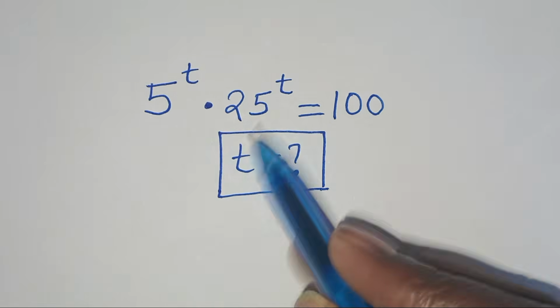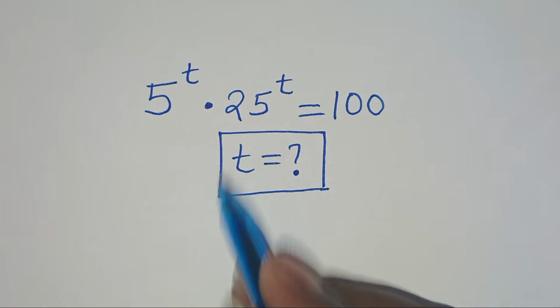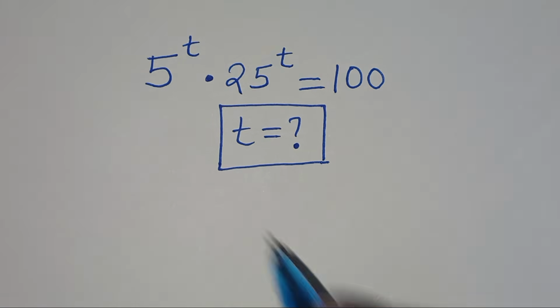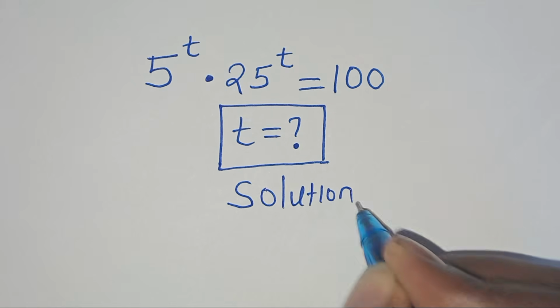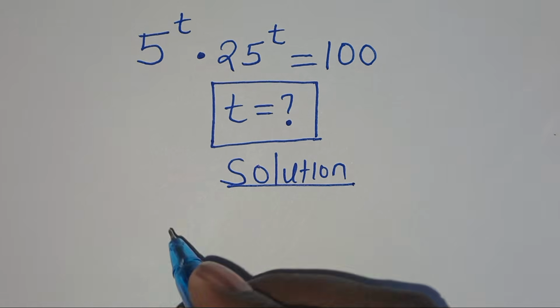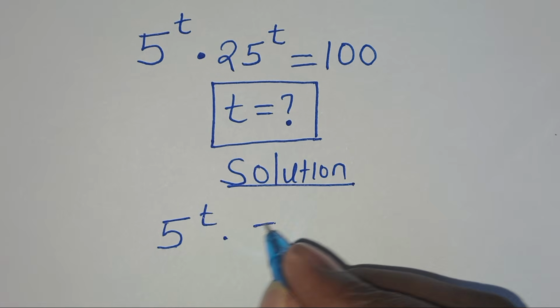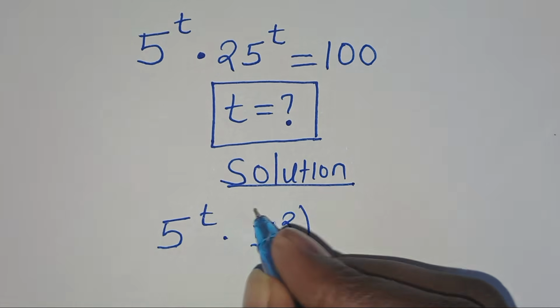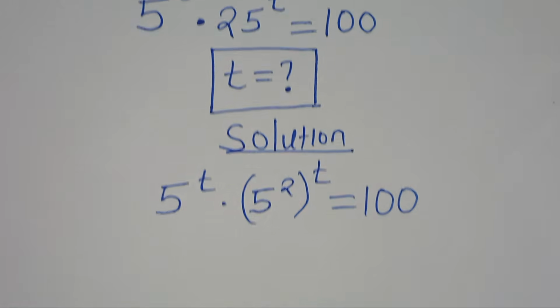5 to the power of t times 25 to the power of t is equal to 100. So what is the value of t? Now let's provide a solution from here. Now we have 5 raised to the power of t multiplied by 25, which is 5 to the power of 2, raised to the power of t. This is equal to 100.